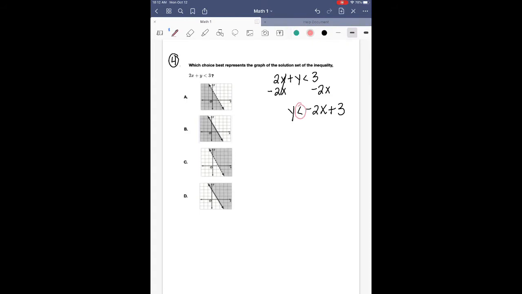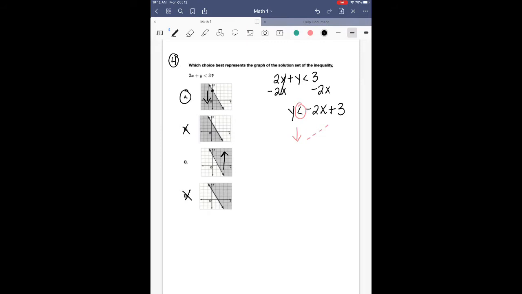All right, so we know with this less than, that means we're going to shade down, and it's going to be a dashed line. Okay, so we can go ahead and get rid of B and D because those are solid lines. When I look at it, A is shaded down and C is shaded up. So the only one that could be the correct answer is A.